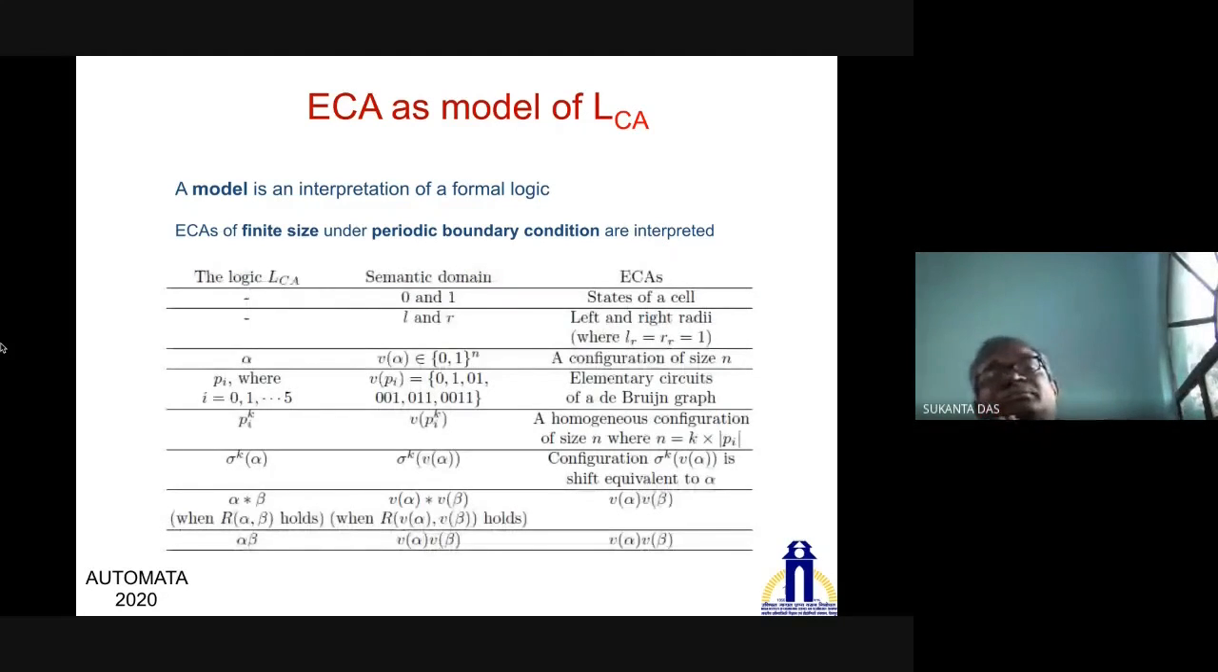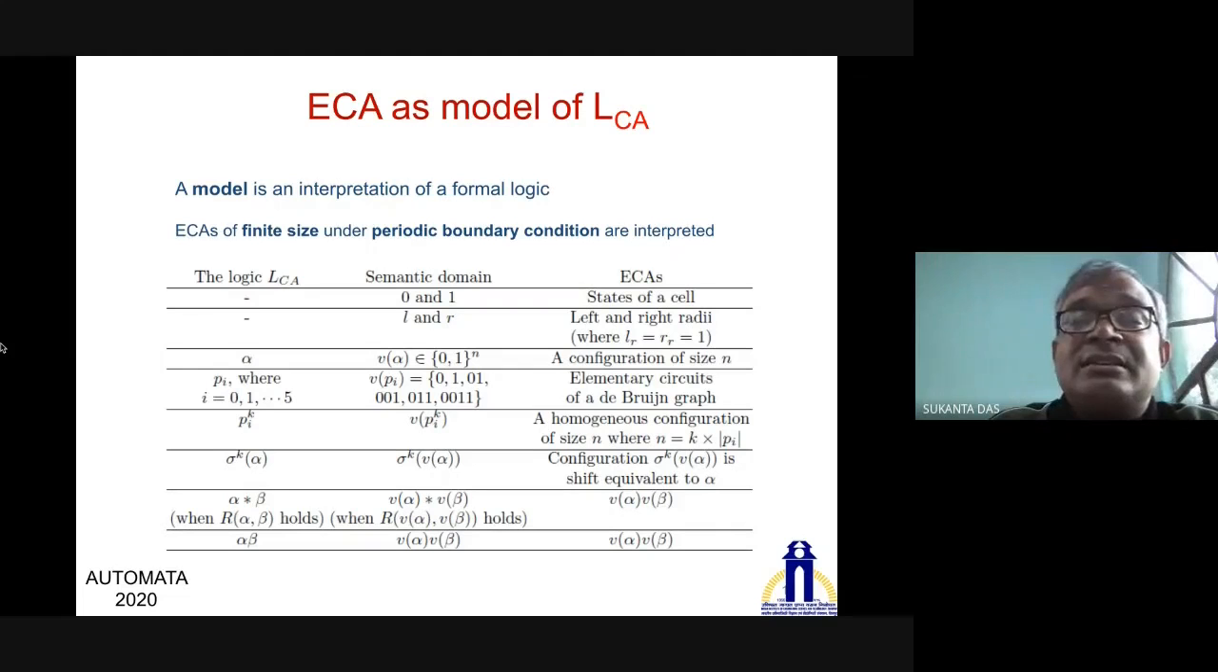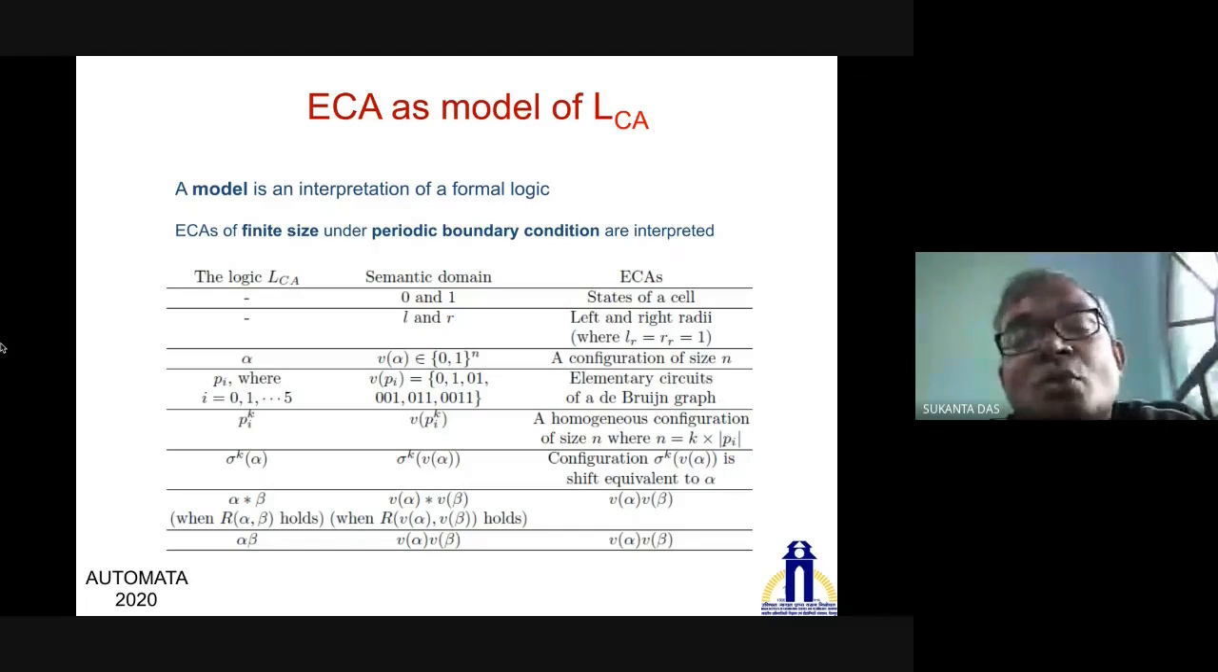So now we can interpret ECA in our semantic domain and the logic. This table shows everything. In this table, there are 3 columns. In the first column is the logic, LCA, then the semantic domain, and then ECA. See, in the semantic domain, we have taken the binary string 0 and 1. Here, 0 and 1 in the semantic domain.